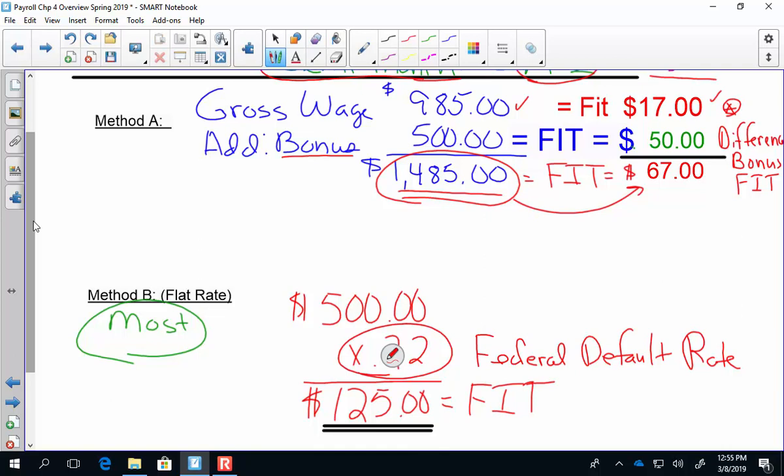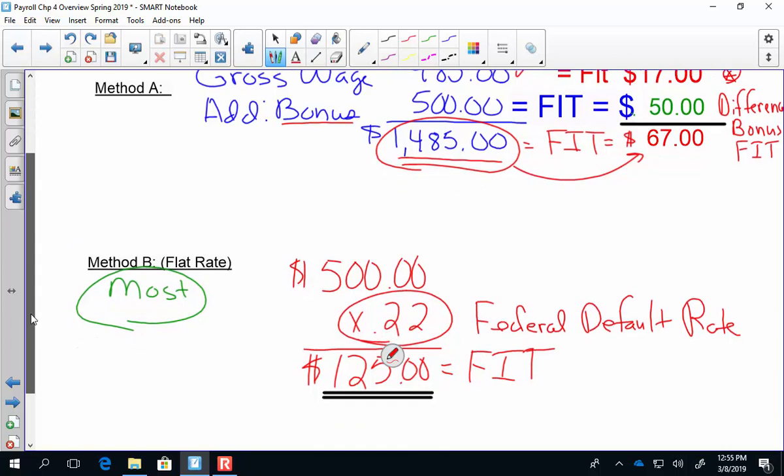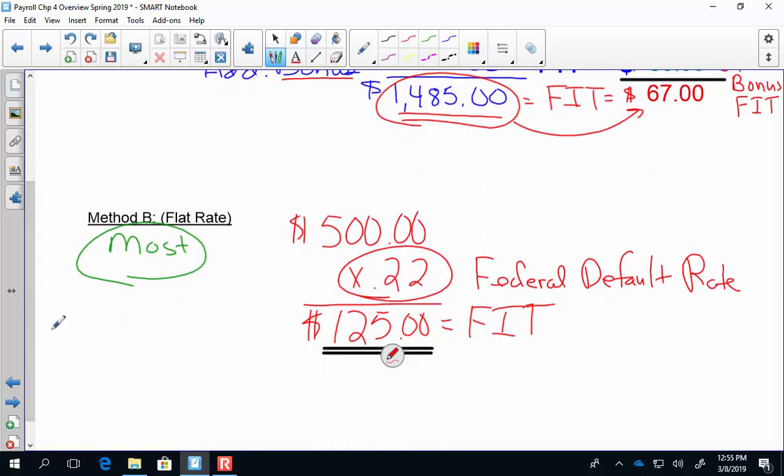However, that computation, this bonus, whichever method you use, in some cases the employee will get a bigger refund at the end of the year when they file their tax return. It's not that we're taking too much out, it's just that we're covering ourselves to make sure that the employee is not going to have to pay in at the end of the year, and that's kind of the goal here.